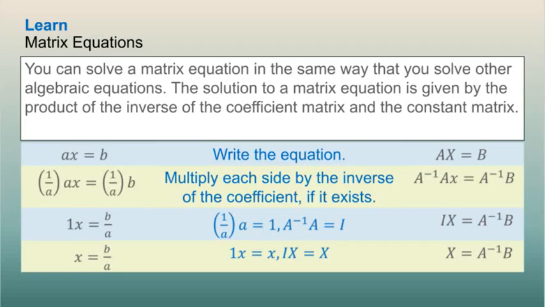So you can solve a matrix equation the same way that you solve other algebraic equations. The solution of a matrix equation is given by the product of the inverse of the coefficient matrix and the constant matrix. So if I have A times X equal B, multiply each side by the inverse. So, the opposite of multiplying by A is dividing by A, and you'd have X equaling B over A. It would be the same thing with matrices.